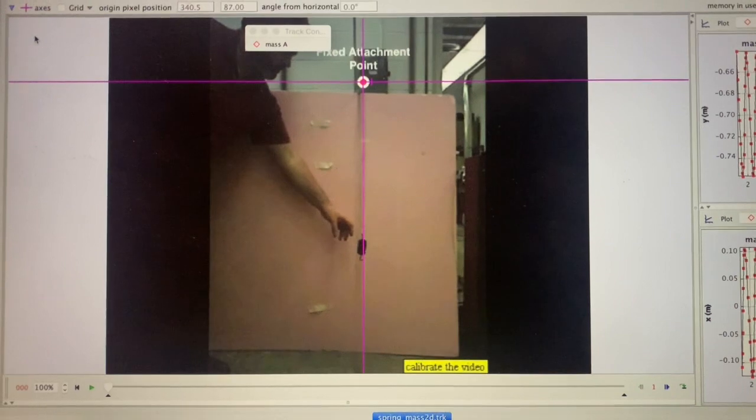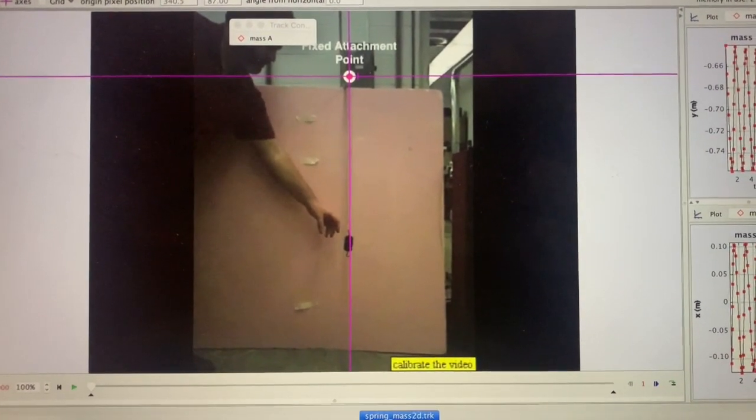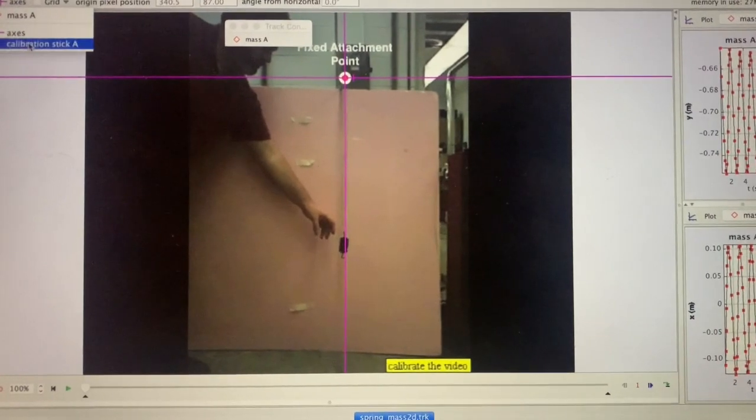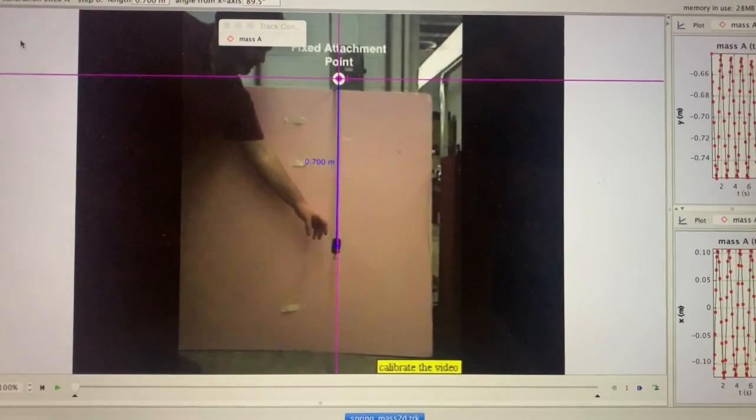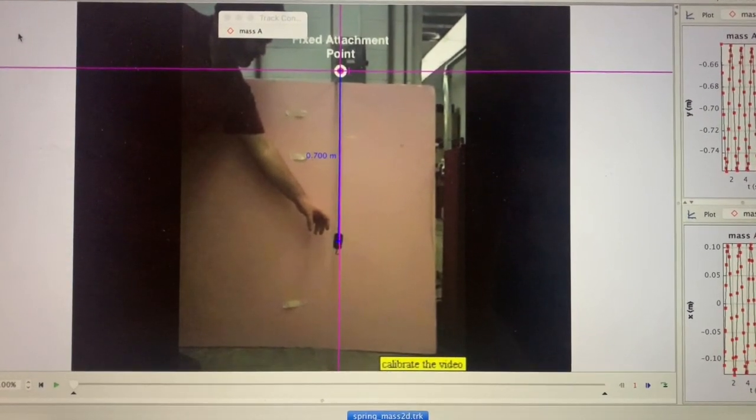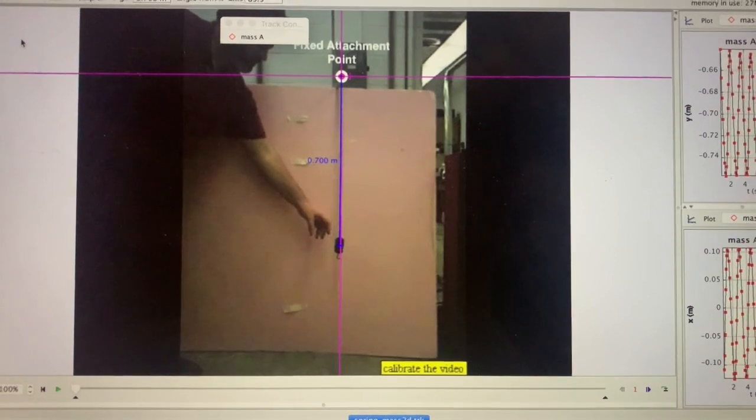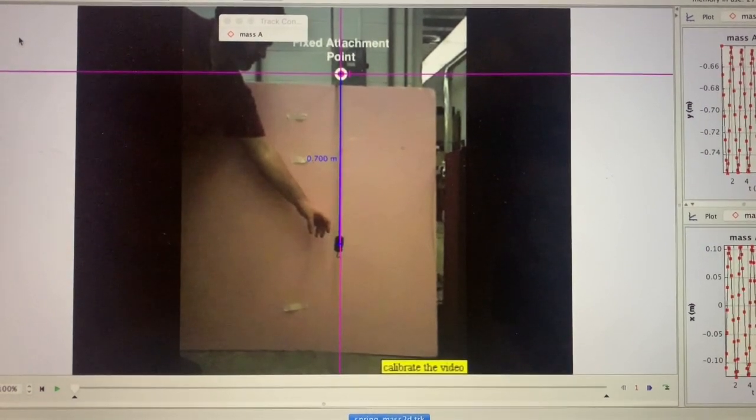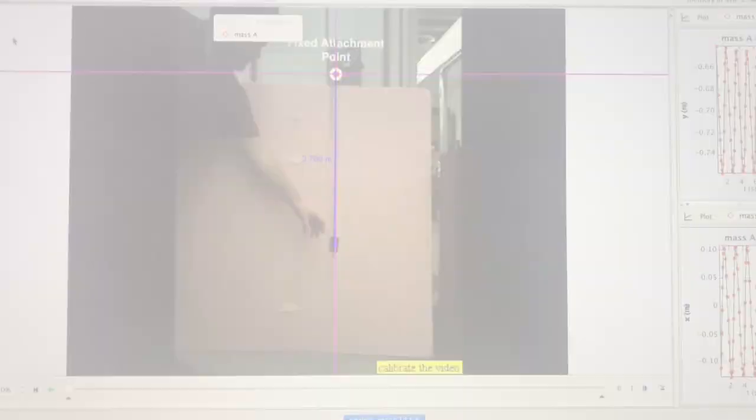In order to gather information about the x and y positions of this object, it is important to input certain information into Tracker. For example, the axis is oriented at the point of attachment, with the negative y direction being downwards. Also, a calibration stick is important because it provides a reference for the dimensions of this video. In this scenario, the calibration stick is from the point of attachment to the attached mass and measures 0.70 meters.